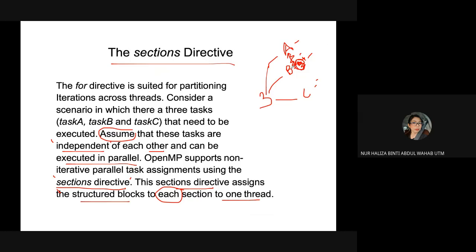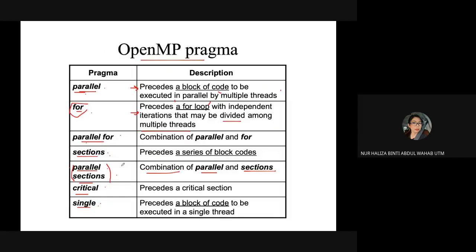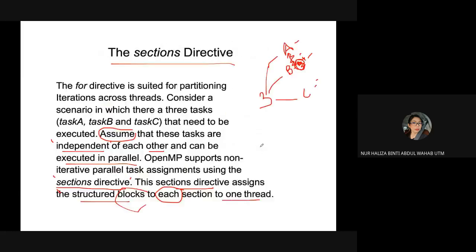So A has its own, B has its own, C has its own, because they are blocked from each other. That's why one is under A only. And then you have another pragma omp section for your task B, and another section for your task C. So you need to look under the section over here. It is a series of code blocks. That's why it's given over here as a block, but you need to have several.